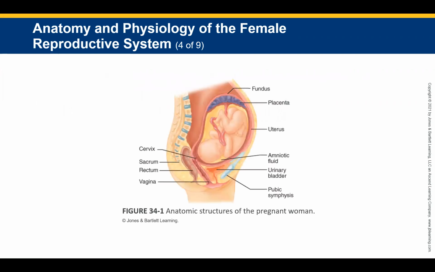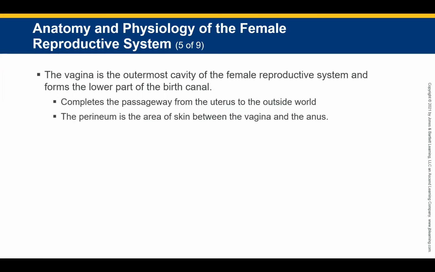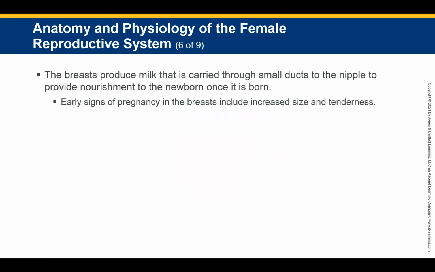So here, it's going to be in here, right? That area right there. So in a pregnant woman, the breasts produce milk that is carried through small ducts to the nipple to provide nourishment to the newborn once it is born.